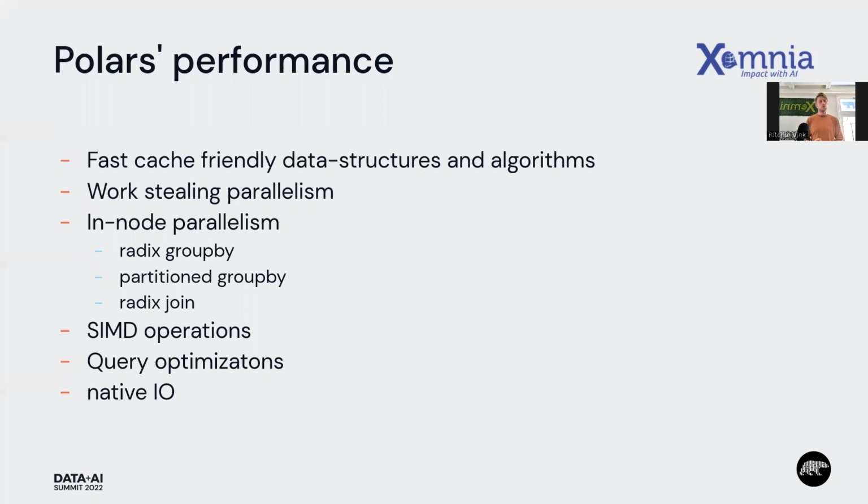But for instance, in a radix group by, we will see how we can split up the partitions, split up the units of work best for that group by operation. And the same for a join operation and for partition group by operation. So per node, per operation, per algorithm, we will think, okay, how can we split this work up best?